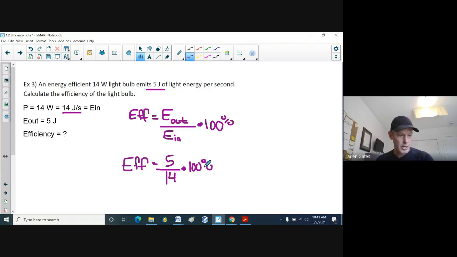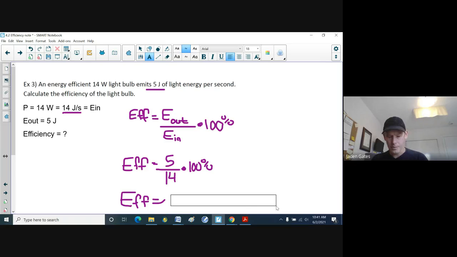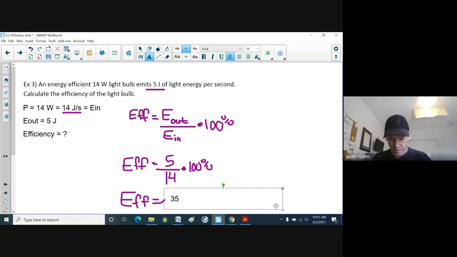Now 5 divided by 14, you get quite a decimal there. But then I times it by 100%. And this light bulb is 35.71%, 2 decimal places always. And there we go. So it's slightly more efficient.